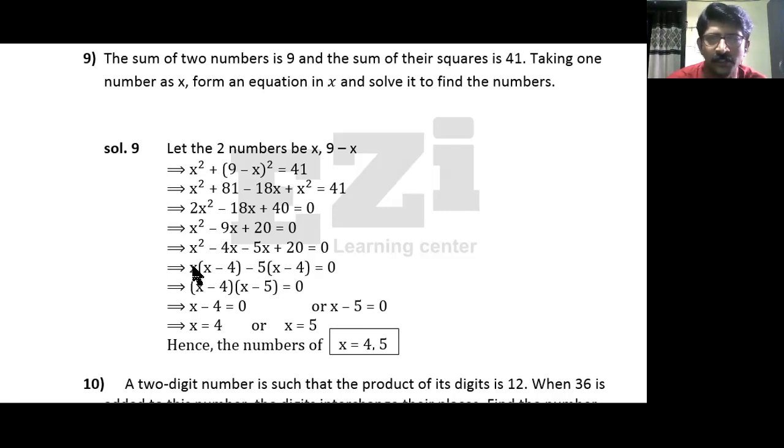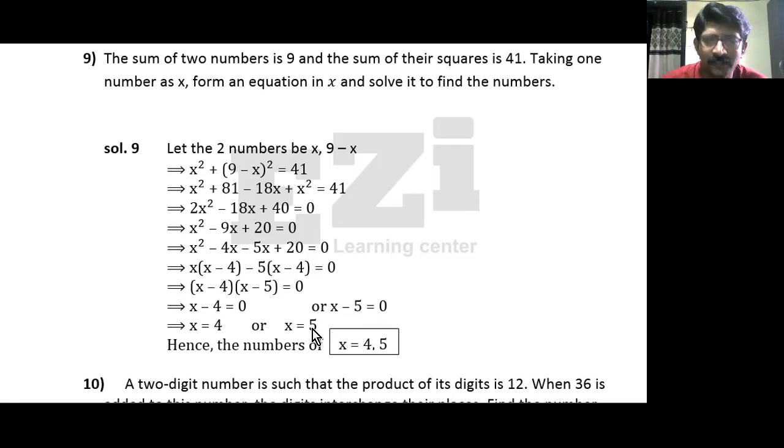(x minus 4) into (x minus 5), which equals 0. So using the zero product rule, either x minus 4 will be 0 or x minus 5 would be 0. So x is equal to 4 or x is equal to 5. Therefore, those numbers are 4 and 5.